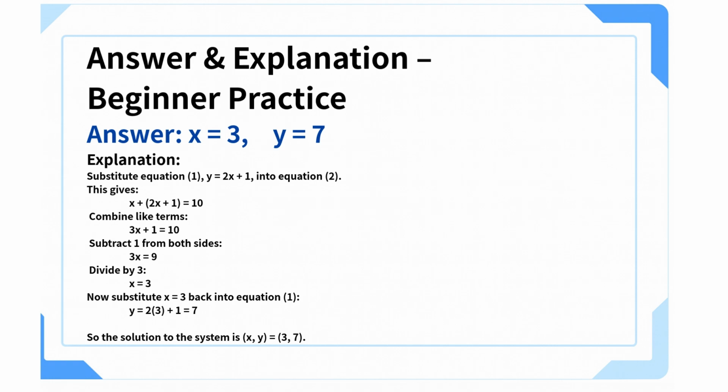Now substitute x equals 3 back into equation 1. y equals 2 times 3 plus 1. That equals 7. So the solution to the system is the ordered pair 3, 7.